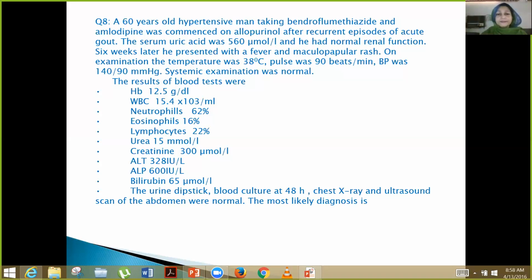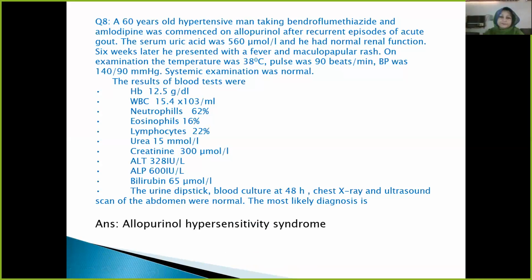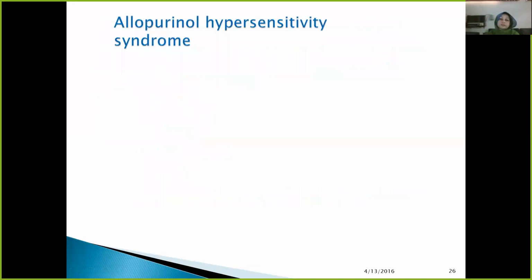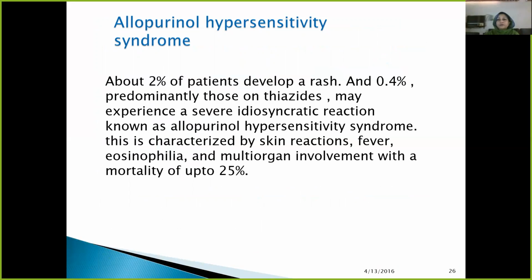Allopurinol hypersensitivity syndrome. Allopurinol hypersensitivity is seen in about 2% of patients who develop a rash, but about 0.4% of patients, those who are on thiazides, may develop this hypersensitivity syndrome, which is characterized by skin reactions, fever, eosinophilia, multi-organ involvement, and a mortality of up to 25%.